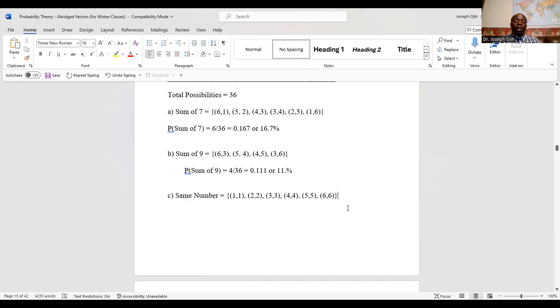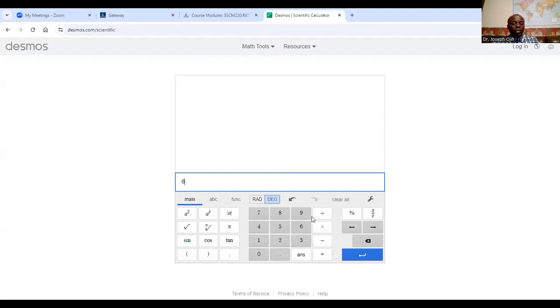So the probability of getting the same number on both dice will be 6 out of 36 possibilities. Okay, 6 out of 36. Get a calculator. 6 out of 36 again. We did it before, actually. 0.167.